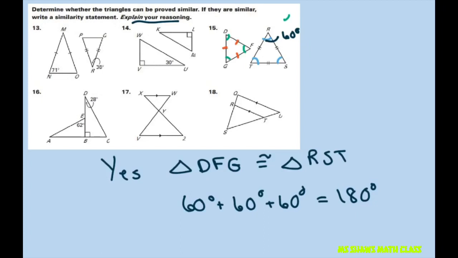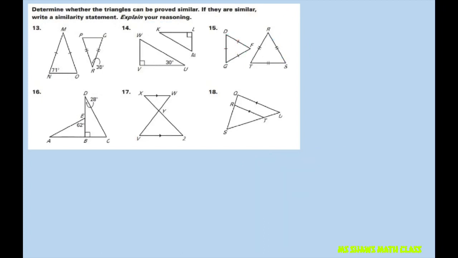All right, for 16, we have two right triangles. We know this is right. So I'm going to write them out. I'm going to split them up here. So this is 62. And I know 62 plus 28 is 90. So this also has to be 62 here. So this is 62 degrees. So therefore, yes, this is similar.